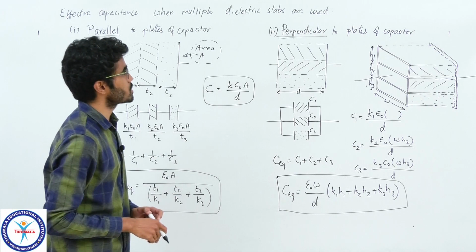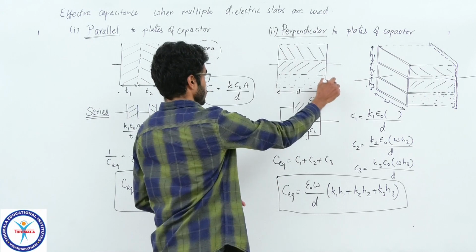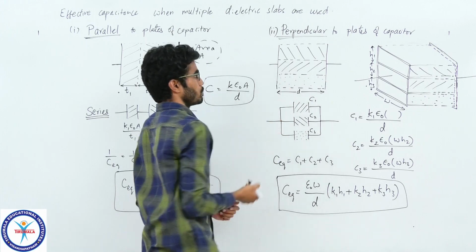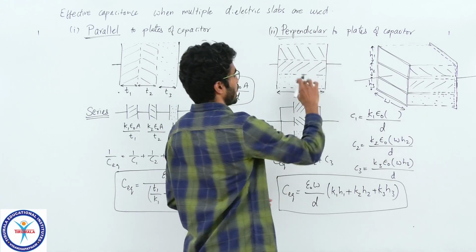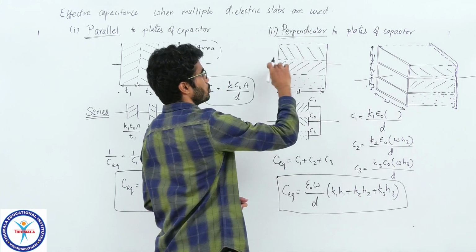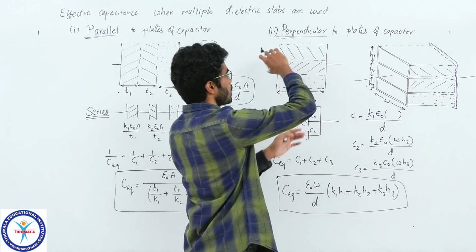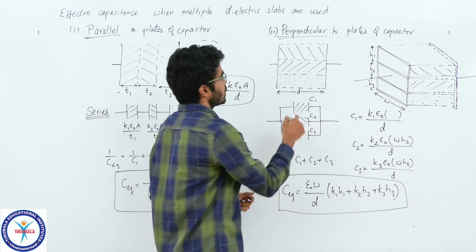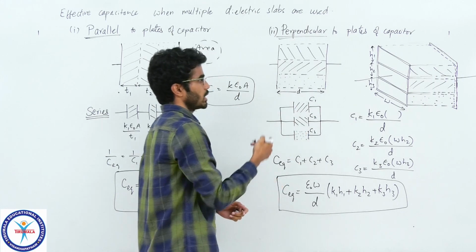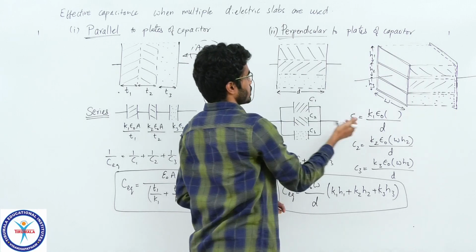What happens when they are placed perpendicular to the plates of the capacitor? Identify the plates here. These two vertical lines are the plates. So now they are of different heights. The slabs are placed perpendicular to the plates of the capacitor. Plates of capacitors are vertical, the slabs are placed horizontal, they are perpendicular. So now they have the same thickness D, but they have different heights.